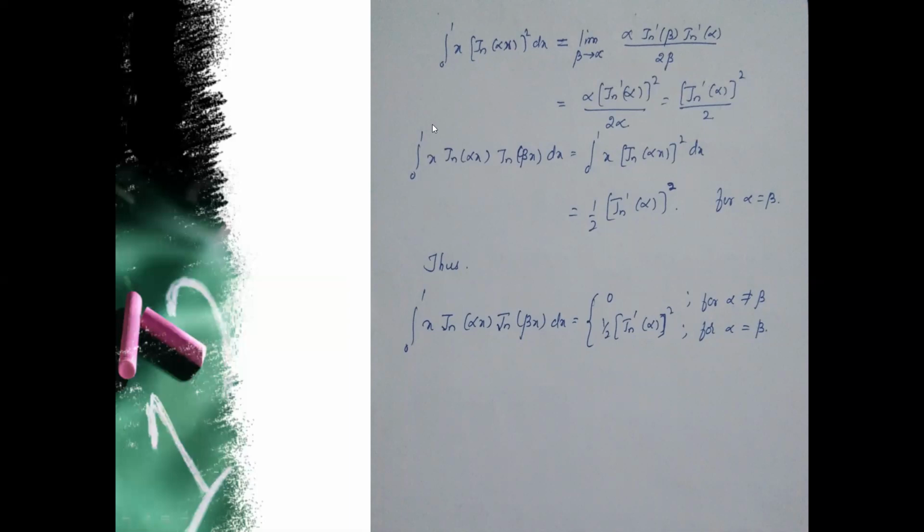Hence, the integration from 0 to 1 of x into Jn of alpha x into Jn of beta x dx becomes the integration from 0 to 1 of x into Jn of alpha x whole square dx, which is equal to Jn dash of alpha whole square divided by 2 for alpha equal to beta. Thus, we get this orthogonal property of the Bessel function, which is 0 for alpha not equal to beta, and half of Jn dash of alpha whole square for alpha equal to beta.